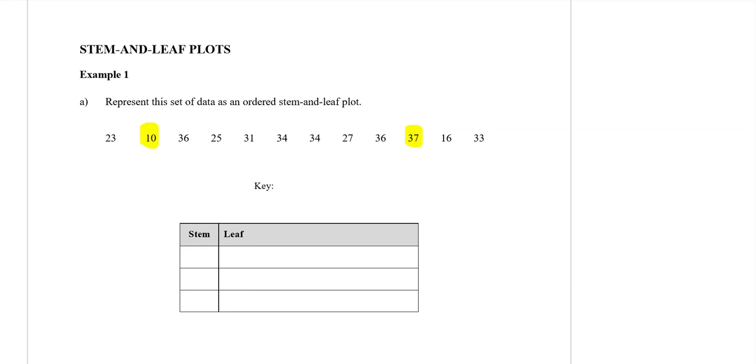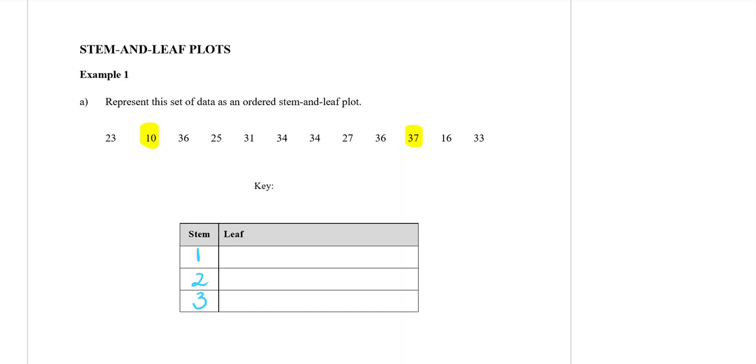All right, if my lowest number is 10, the tens digit is a 1. Then I'm also going to have numbers in the 20s, and I'm going to have numbers in the 30s. That's what these stems represent, the tens digits of your numbers. Now, you need to go through and put in the leaf.